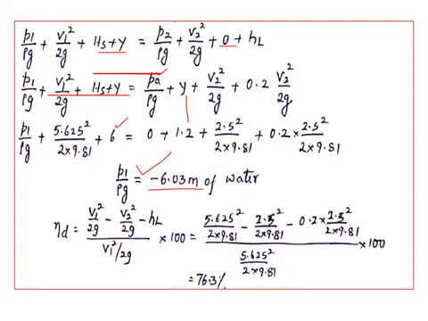So efficiency can be calculated. Efficiency of the draft tube is nothing but the gain in kinetic energy, which is V1 square by 2g minus V2 square by 2g minus any loss that takes place, divided by the original kinetic head, into 100. So V1 is known, substitute as 5.625, V2 is known, which is 2.5, and also the loss is 0.2 times V2 square by 2g. Because V2 is 2.5, you can always calculate. Then substitute the quantities and find out the efficiency of the draft tube, which comes to 76.3 percent.